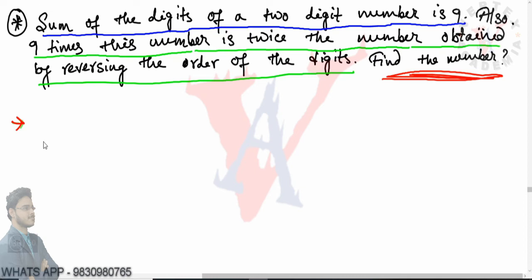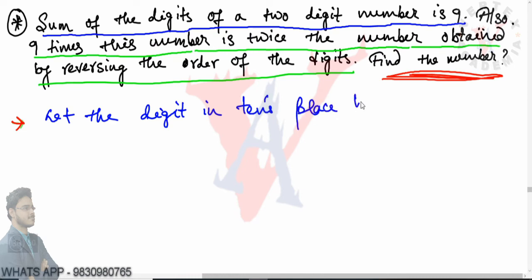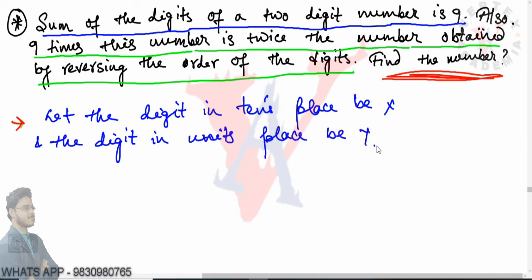Let us take the digits to be x and y, because in the question they are talking about digits, so why not take the digits? Not like this, let us be more specific. This is a 2-digit number, so let the digit in the tens place be x, and the digit in the units place be y. So basically this is the tens and units place.